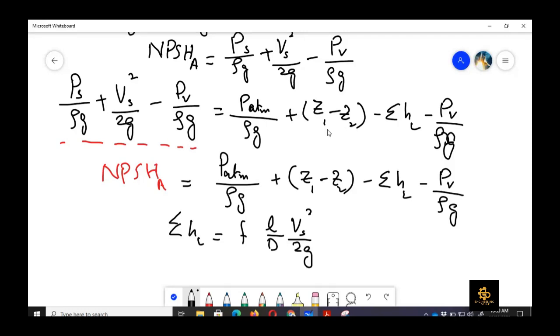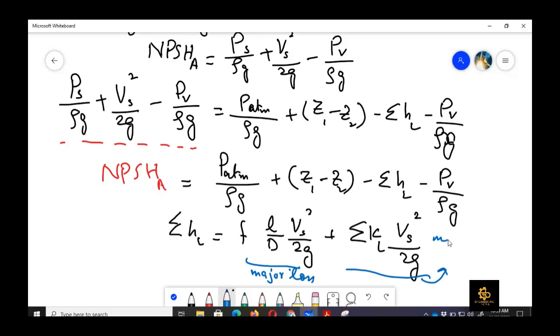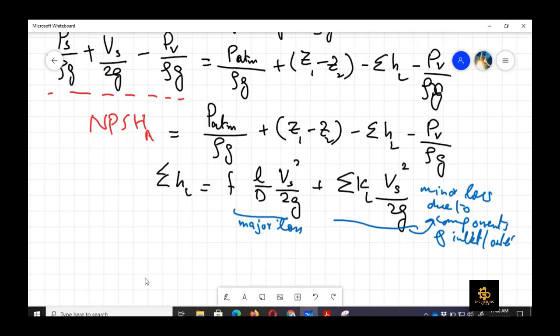And the second thing is that this is the major loss, and the minor loss is KL Vs squared upon 2g. Right. So let me write. This is the major loss due to friction, and these are the minor losses due to components and inlet, outlet. Right. So now, do we know Vs?